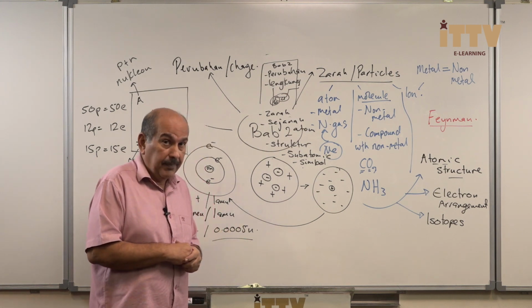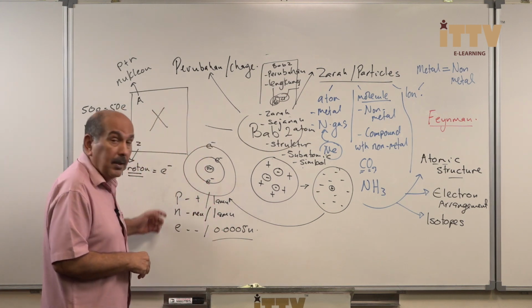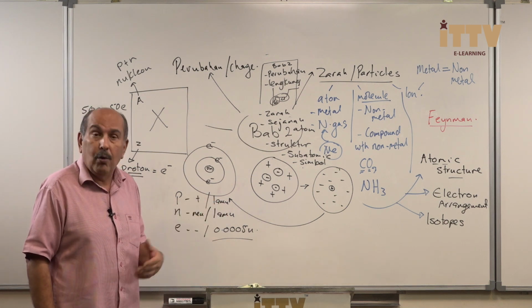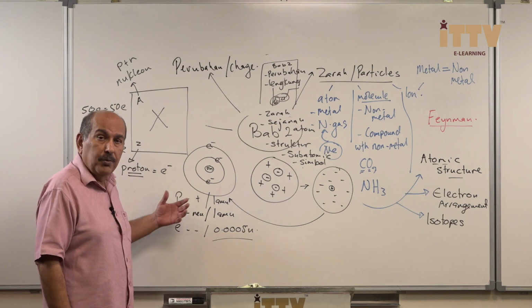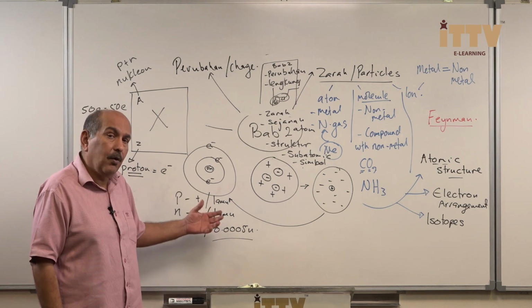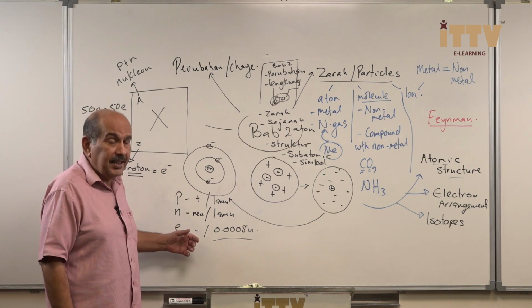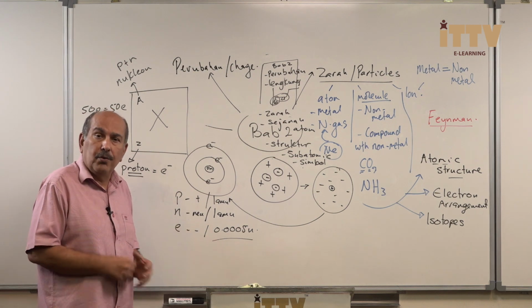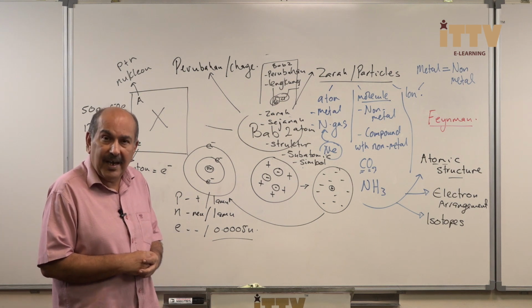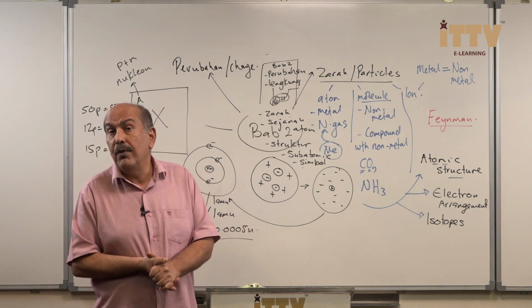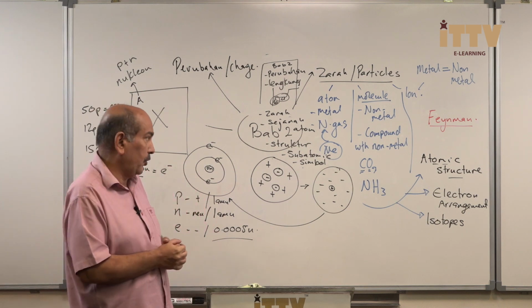Zarah subatomic, we have 3 subatomic. The proton, which is positive, that has a mass of 1 U or 1 AMU. The neutron, which is neutral, that has a mass of 1 or 1 AMU. The electron, which has got a negative charge, which has a mass of 0.0005 AMU or U. Okay, or sometimes we say 1/1840 of a proton.